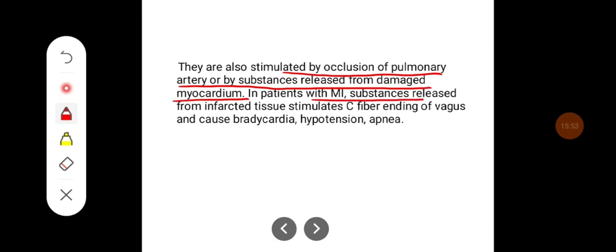or by substances released from the damaged myocardium. In patients with myocardial infarction, substances released from the infarcted tissue stimulate C fiber endings of the vagus and cause bradycardia, hypotension and apnea.